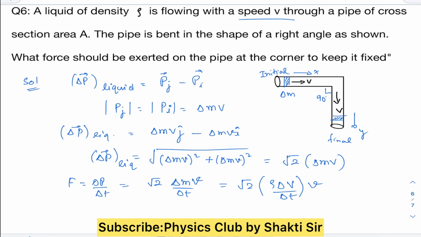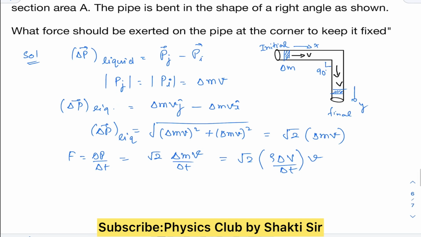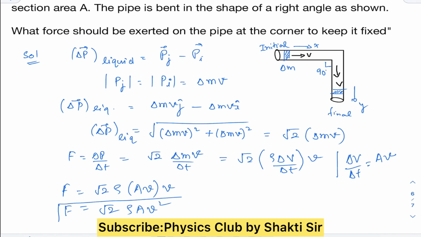This is velocity, so that we can differentiate v from volume. Again, volume upon time, delta V upon delta t, from the equation of continuity can be written as A v. So force equals root 2 density A v into v, which comes out to be root 2 density A v square. So this is the result of the force acting.